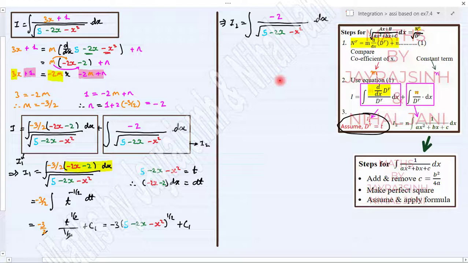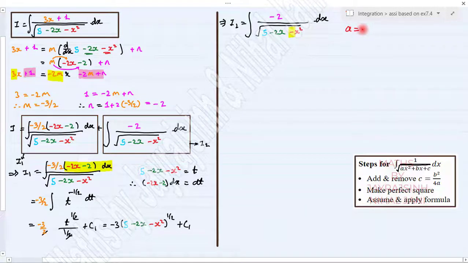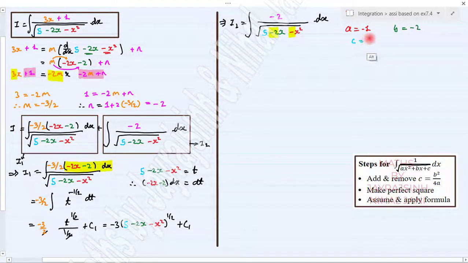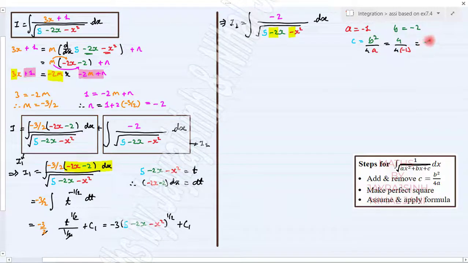So let's follow its steps. Here your a, which is the coefficient of x square, is minus 1, and b, which is the coefficient of x, is minus 2. So we can find out the last term using b square upon 4a. So here we'll get 4 upon 4 times minus 1, which will give us minus 1 as your required term.